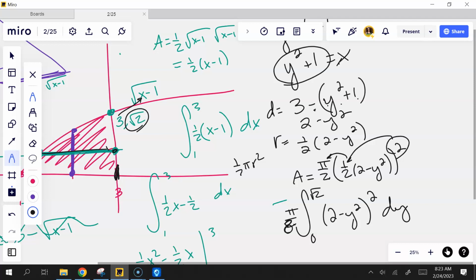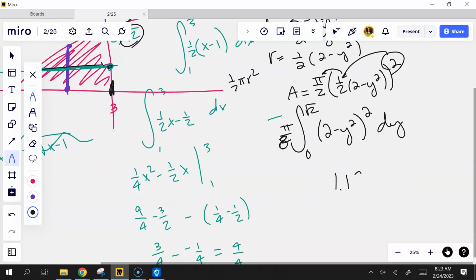I think cross sections are harder than revolution, in my opinion. And anytime you change variables and you go with respect to y instead of x, it gets sticky. That's the answer. 1.1848. Is that what y'all got when you plugged it in? Good.